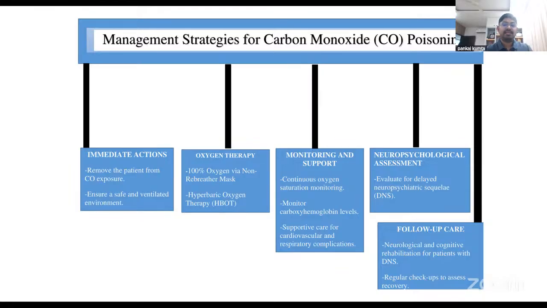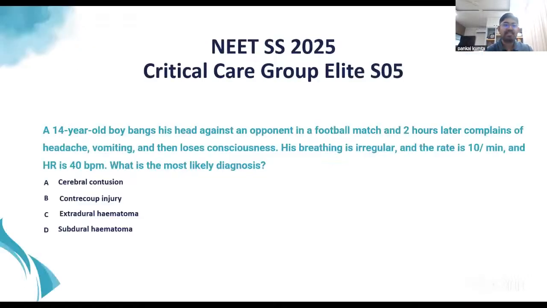Oxygen therapy, again, 100% oxygen given by a non-rebreather, and hyperbaric therapy to be considered. Under monitoring, consider oxygen monitoring, monitor the carboxyhemoglobin levels because we have that support here, and look for any supportive care for cardiovascular and respiratory complications. Later on, you may have to look for delayed neuropsychiatric sequelae, follow up with cognitive therapy and reassess for recovery. So these are the main areas.